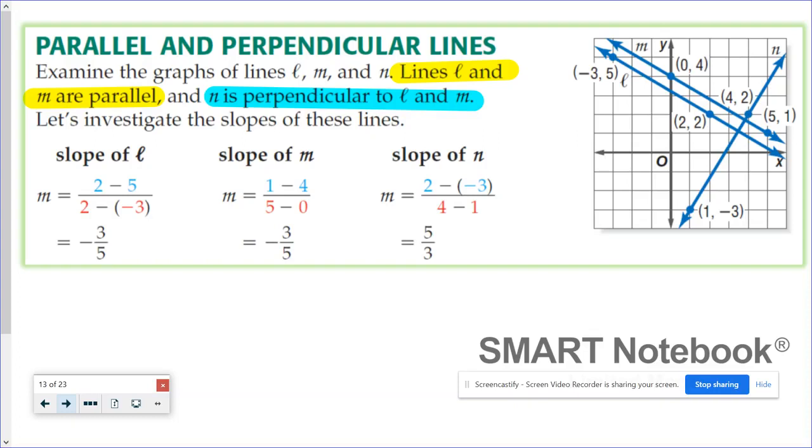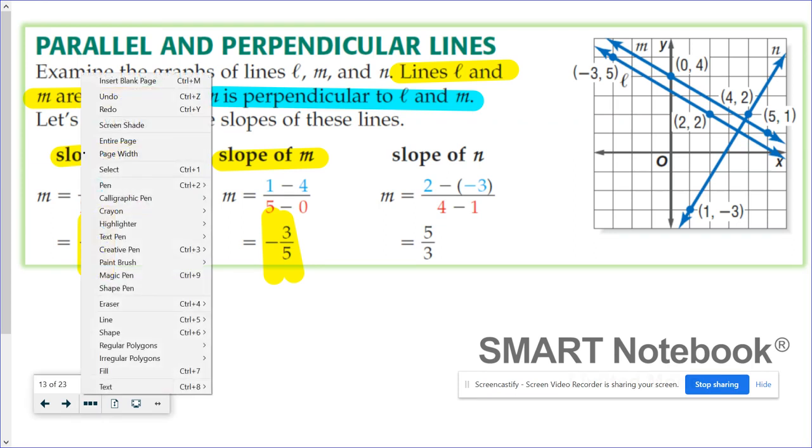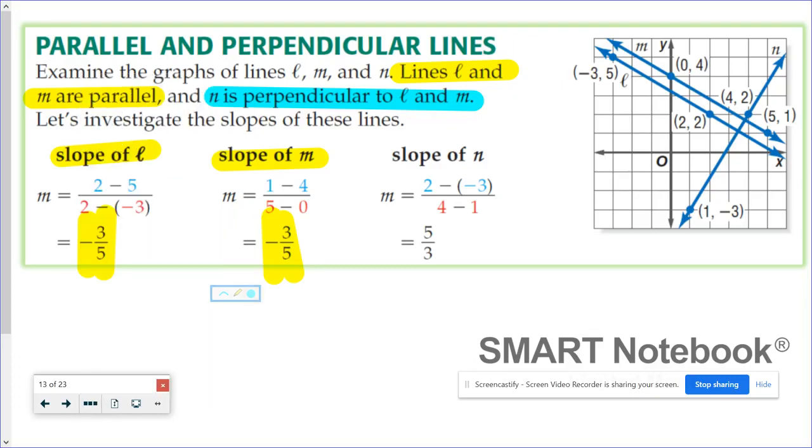So let's first look at lines L and M because they told us that L and M were parallel to each other. The slope of line L is -3/5. The slope of line M is -3/5. So parallel lines have the same slope. Okay, easy enough. What about perpendicular?